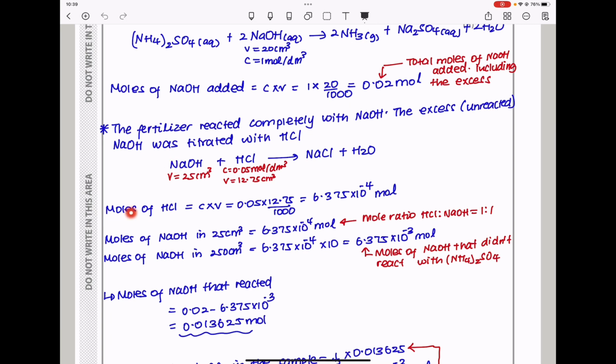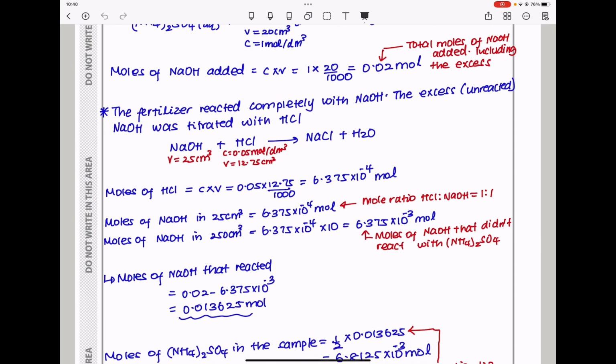So anyway, moles of HCl from this reaction are concentration times volume, which is that times that. I divide by 1000, and that was the number of moles I had. Now, based on mole ratio, which is 1:1, it means the moles of sodium hydroxide are also that. But these moles are in 25 centimeters cubed. Multiply the moles of sodium hydroxide in 25 by 10 to get the moles of sodium hydroxide in 250, and this times 10 gave me that. So the moles in 250 are the excess moles of sodium hydroxide that did not react with the fertilizer.